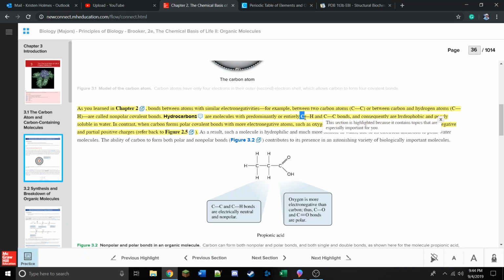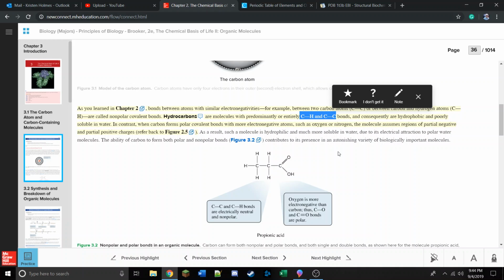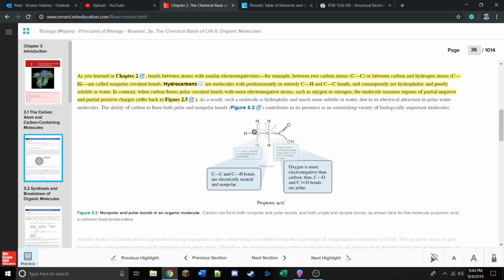So it has predominantly your C-H and C-C bonds here, which is, okay, I don't know where the highlight went, but that's supposed to be there. So anyway, carbon and hydrogen bonds here, and carbon bonds. So we can see here that these bonds are all electrically neutral and nonpolar. All good, safe and sound. These are polar. Oxygen has more electronegativity over here than carbon does, so that means it's going to be polarized.